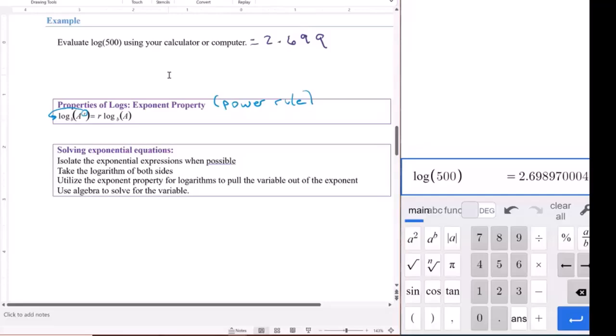That's the only time you can use it. So whenever we want to solve exponential equations, we'll do them in this order.